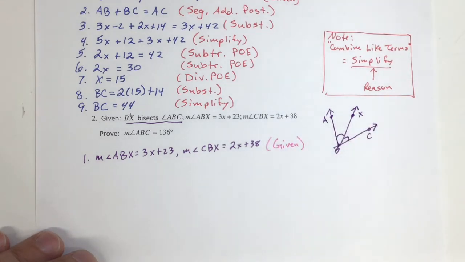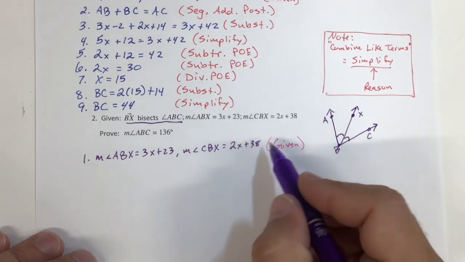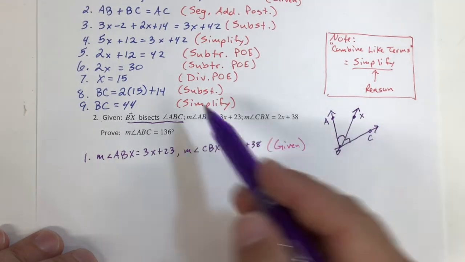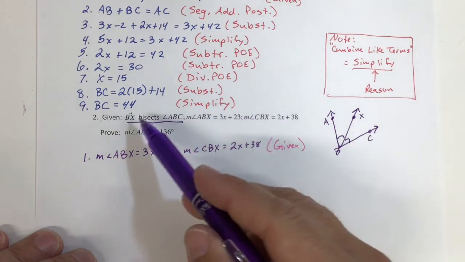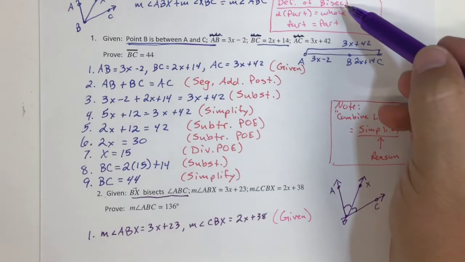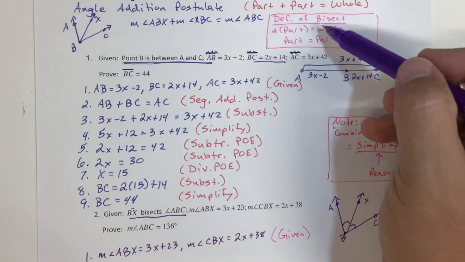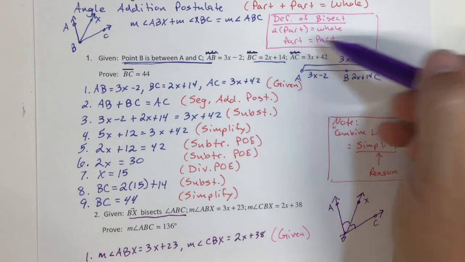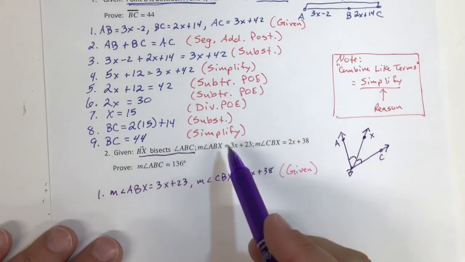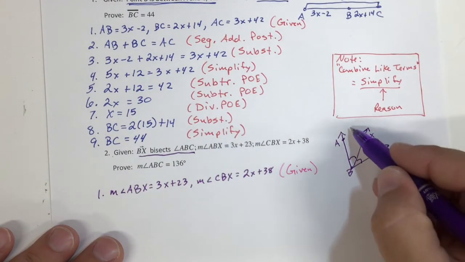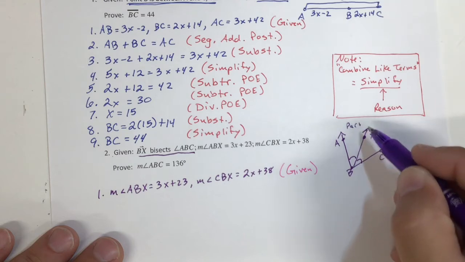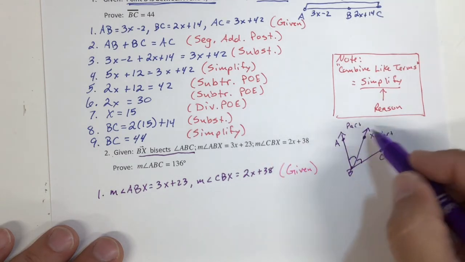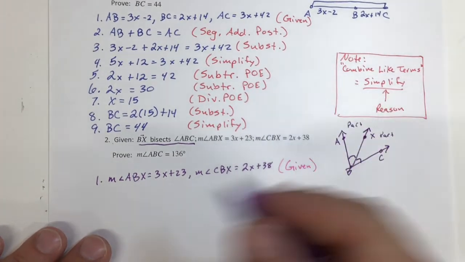Okay? From that given information, I need to be able to set up and build an equation. Well, since this is a bisected angle, since this is an angle bisector, our definition of bisect, remember, tells us that when I am using two different expressions for the parts, part equals part. And that's what I have. ABX is one part, and CBX is the other part. So these parts must equal each other. So that's what I'm going to say.